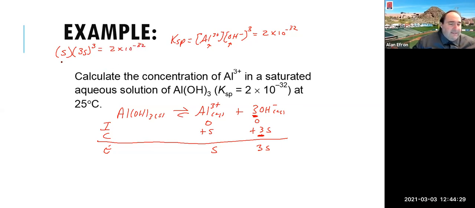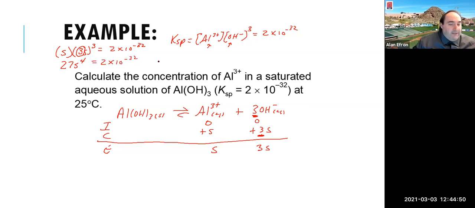That is going to get us 27 S to the 4th. Very common, people forget to actually cube the 3. So 3 times 3 is 9, times 3 is 27. So don't forget to actually cube not only the S, but also the number. Again, a very common mistake people make.